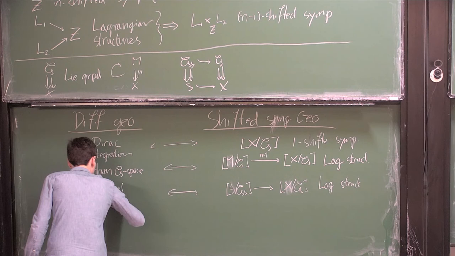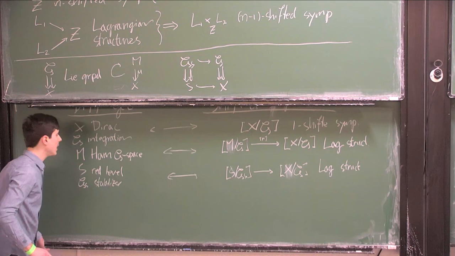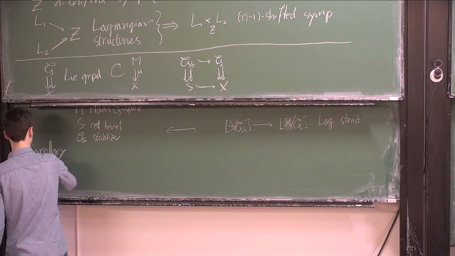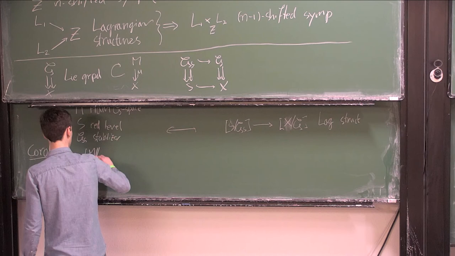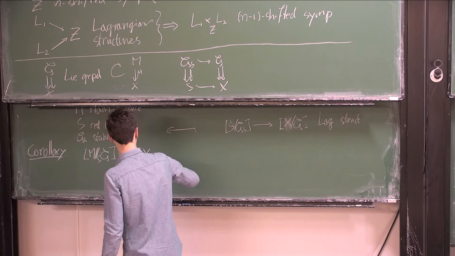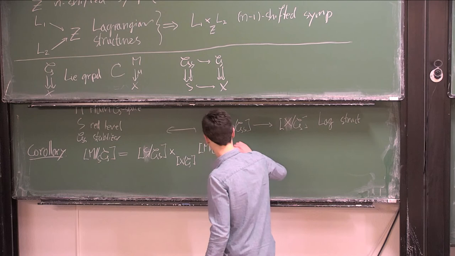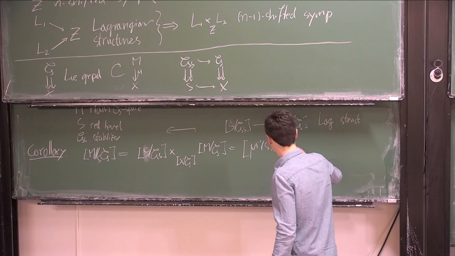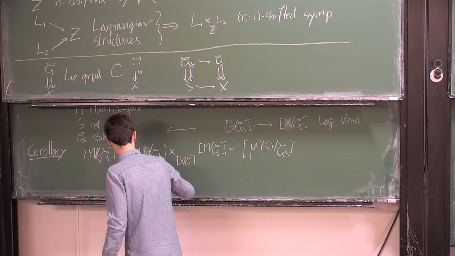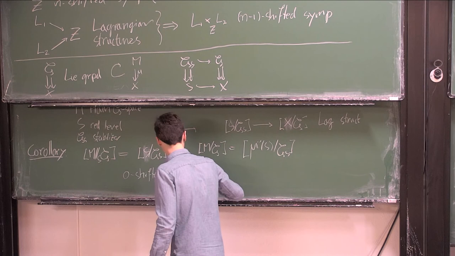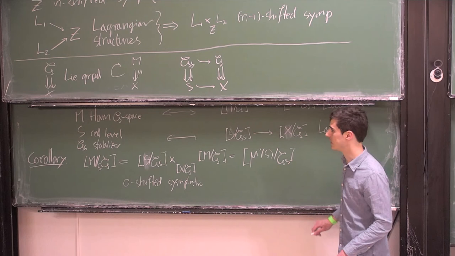And so now, as a corollary, you have that this derived intersection is now zero-shifted symplectic. And if you prefer differentiable stacks, you just assume that the intersection of S and the moment map is transverse, and you get an ordinary differentiable stack.